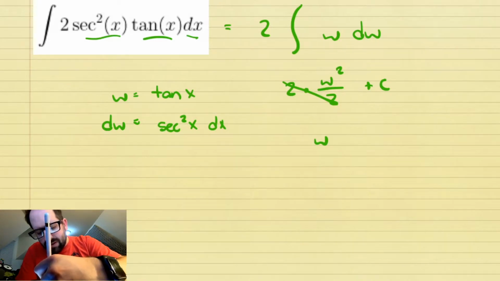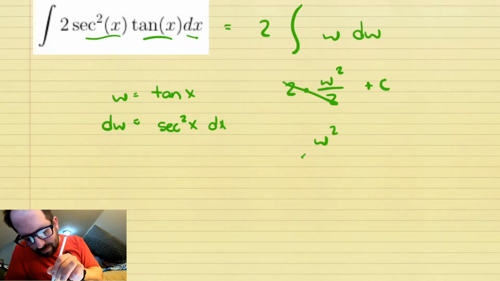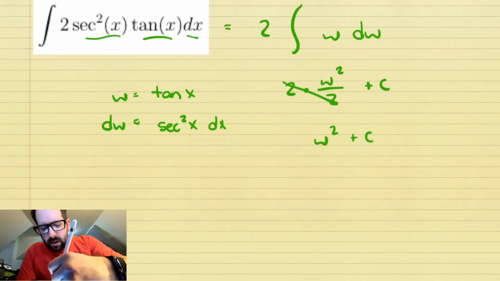Oh, weird, it's not letting me write that 2. This is so weird, why it doesn't let me do that. There we go. Weird. Okay. Plus c.